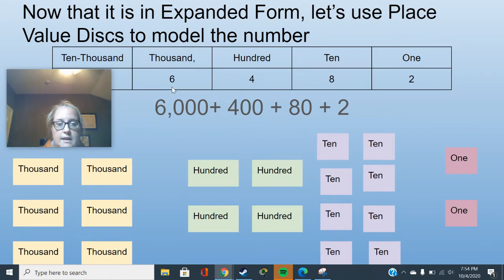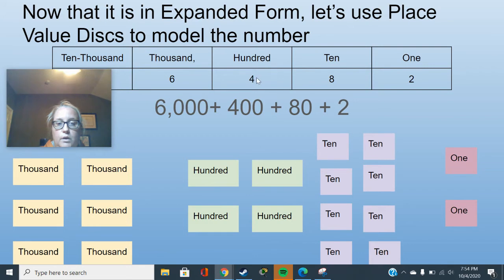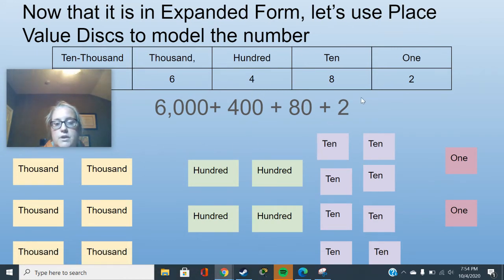So I have 6,000. So here you will see that I have 1, 2, 3, 4, 5, 6 thousands of my place value discs. Then I have 400. So I have 1, 2, 3, 4. So I have 400s. I then have 8 tens. So 1, 2, 3, 4, 5, 6, 7, 8. And then I have 2 ones, 1, 2. And if I was to add all of those together, I would still get back to the same number of 6,482.